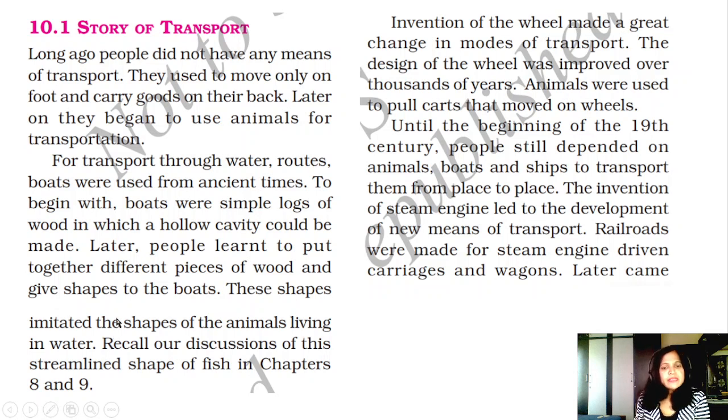Which are all the animals living in the water? From which animal did they copy the shape of the boat? They copied the shape of the boat from fish. See, the fish's body is streamlined. The boat's body is also streamlined like the fish's. They copied it from the body of the fish, and they joined the different pieces of wood and made a boat. Recall our discussions of this streamlined shape of the fish in chapters 8 and 9.